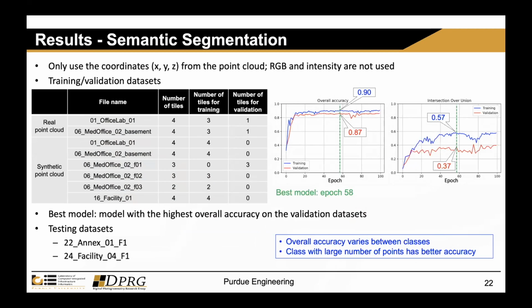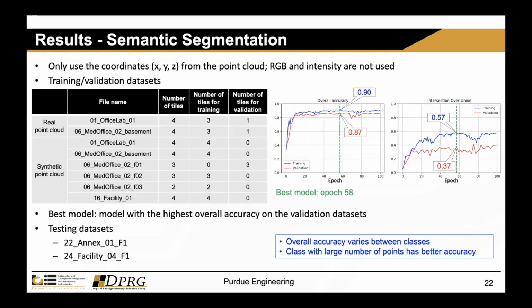We only use the coordinates information from the point cloud because RGB and intensity are not available in the synthetic point cloud. And the table shows the data set we use for training and validation. So we have 2 real point clouds and 6 synthetic point clouds. On the right, this is our training result.